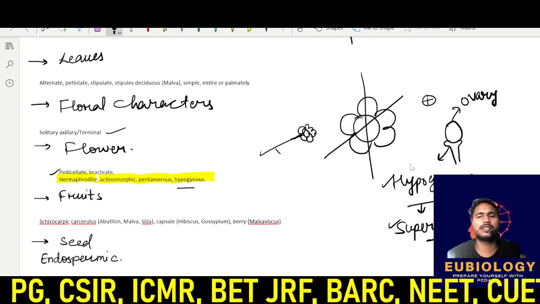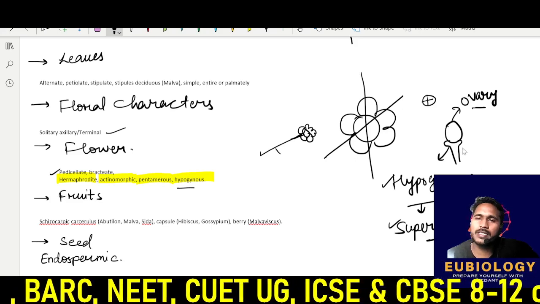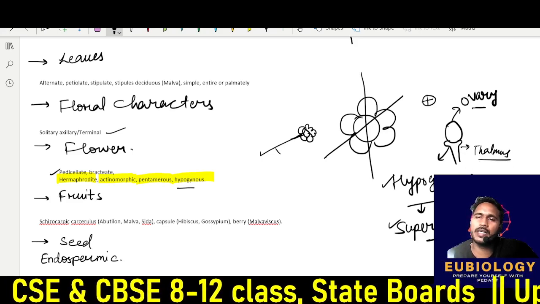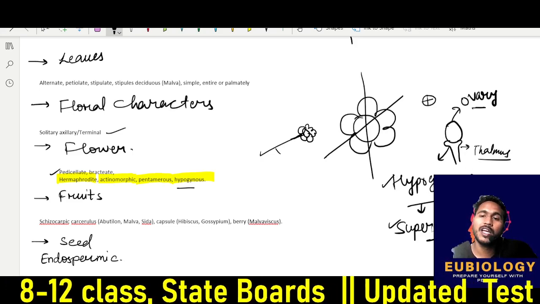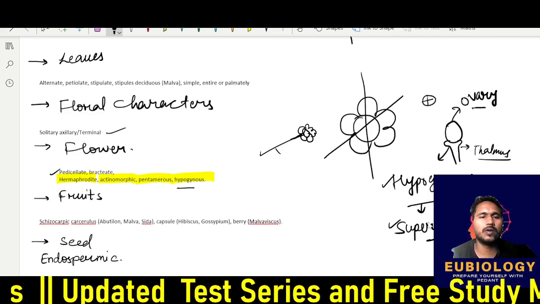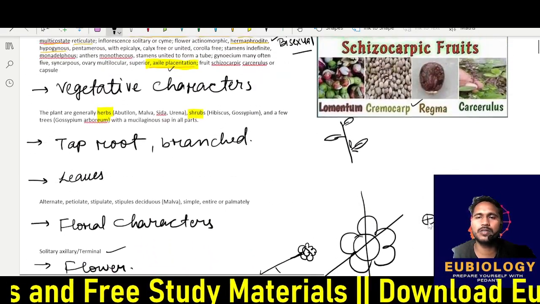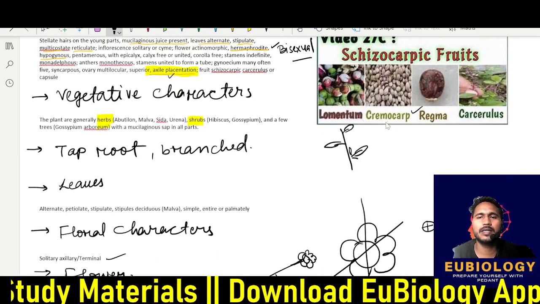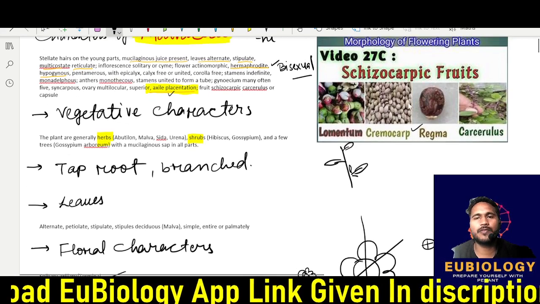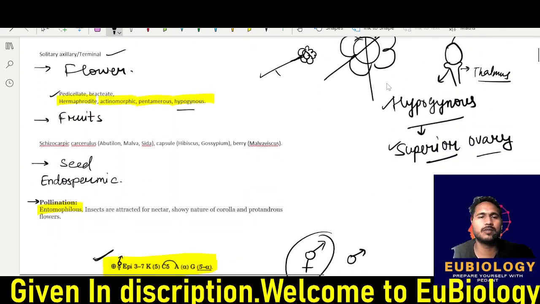Hypogynous means the ovary will be superior. Here you can see the ovary is above the thalamus, and the thalamus is below the ovary, then it is called hypogynous. The same hypogynous flower can be called a superior ovary. Am I clear to you? Now the fruits can be schizocarpic, like lomentum, cremocarp and regma. These are the schizocarpic fruits which you have to remember.